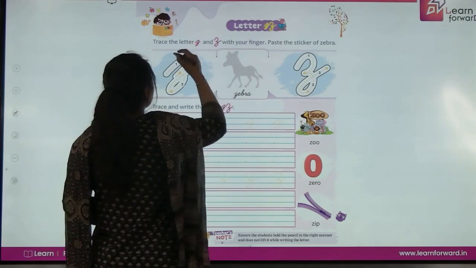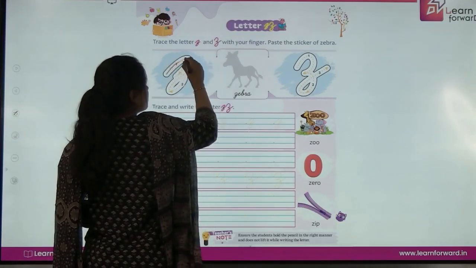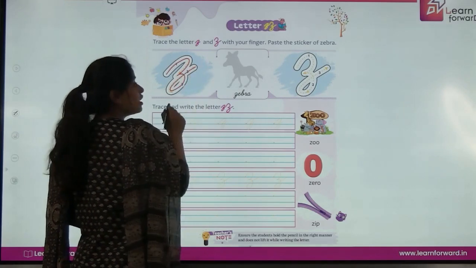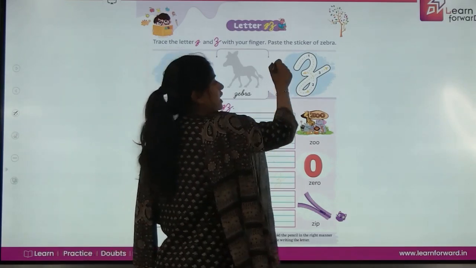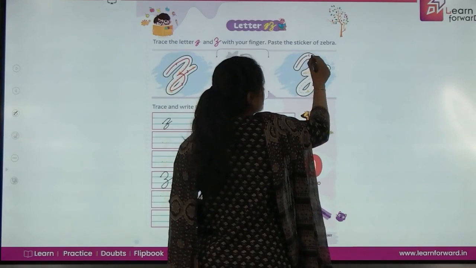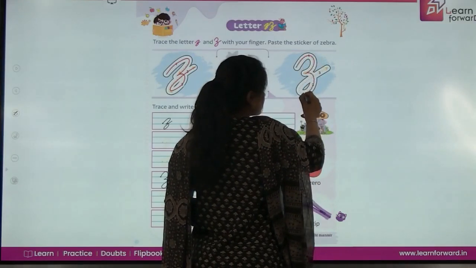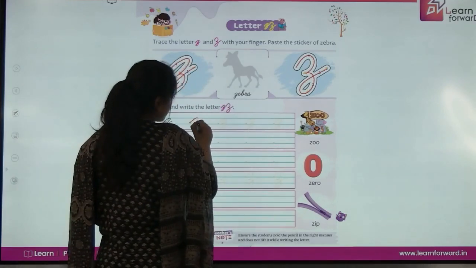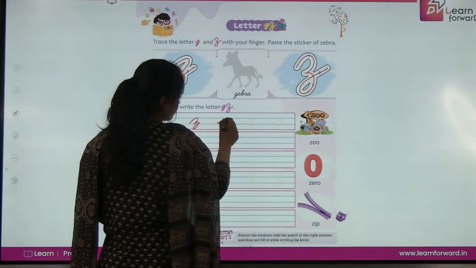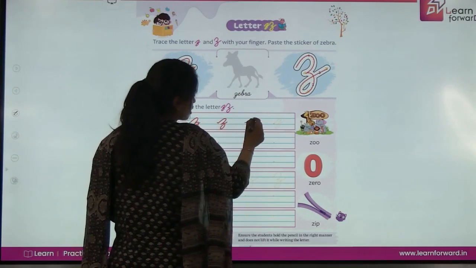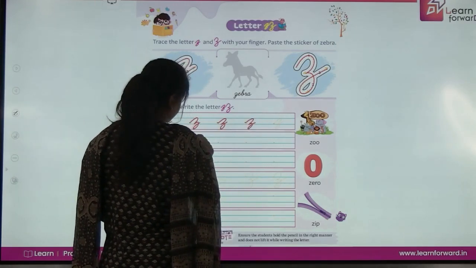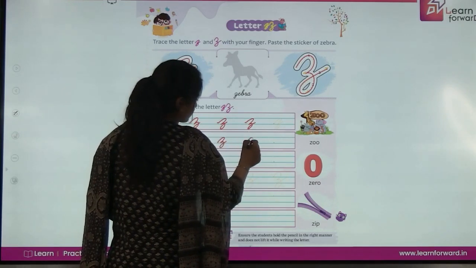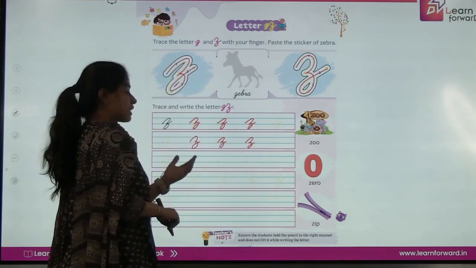Now put your pencil over here. Make a curve, again a curve, and go up. This is small cursive z. This is capital cursive Z. A curve, a second curve, and then go up. Now we will finish these letters with dotted lines. These are small cursive Z. Now without dotted lines. Now this is capital cursive Z.